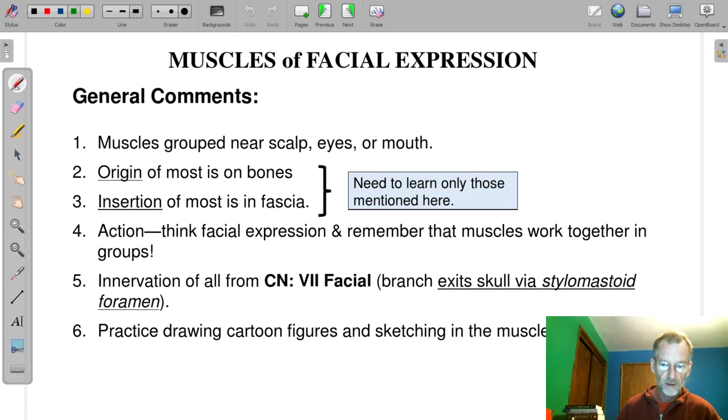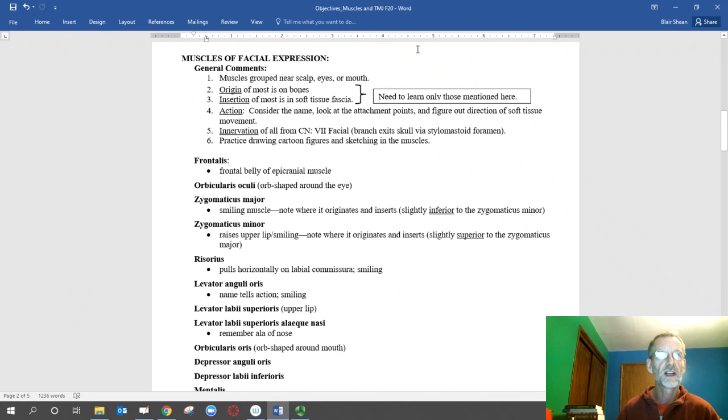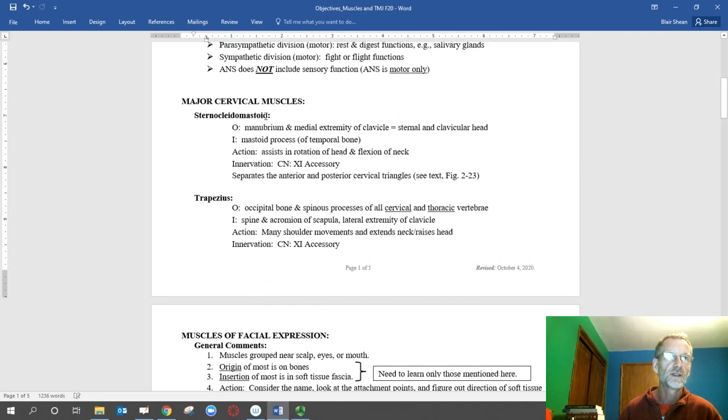So before we jump into just a couple of slides of these muscles, let me bring up the objective sheet, which is what's posted on Canvas. So I believe this is the second page. We just finished this SCM and the trapezius. So everything on these objective sheets I would like you to know.